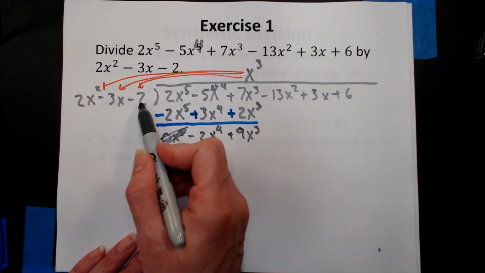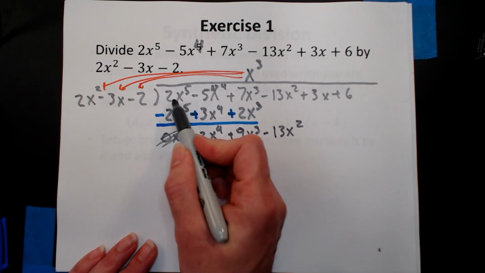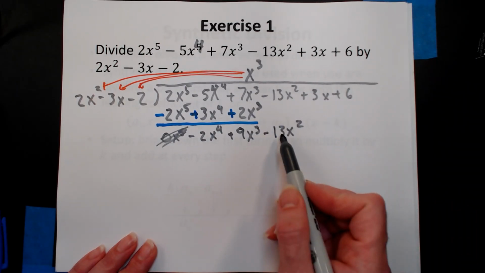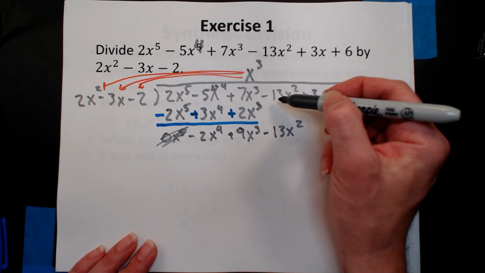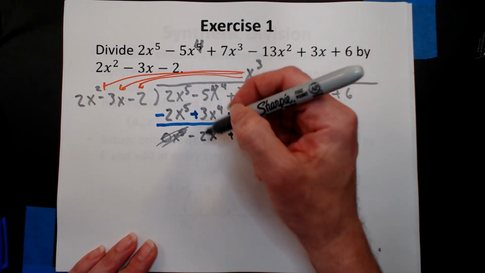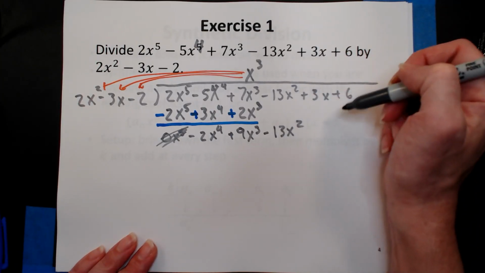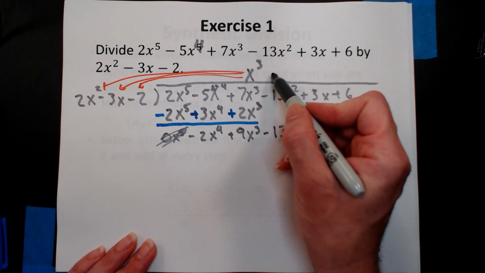But I need three terms, so I'm going to bring down this negative 13x squared. Now, if I was missing any powers, I'd have to skip a space. But here I have all my powers represented, x to the fourth, x to the third, x squared, so I don't have to skip a space in writing my polynomials because I want all my columns to line up. I want an x to the fifth column, x to the fourth, x to the third, x squared, x, and then my constant column.